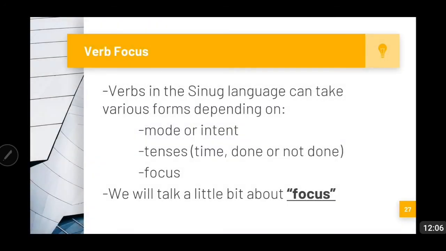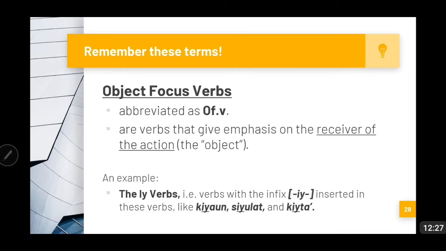Verbs in the Sinūg language can take various forms. It depends on the mode or intent, the tenses, if it's in the future tense or the past tense, whether it is done or not done, or its focus. Now, we will discuss focus. So, let's try to remember these terms, okay? We will introduce to you these terms. We have object focused verbs, abbreviated as OFV. Try to remember this. These are verbs that give emphasis on the receiver of the action, also known as the object.